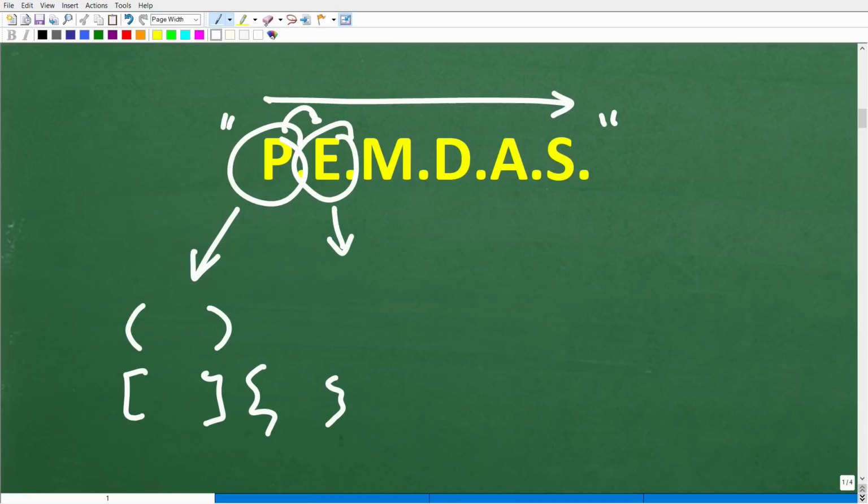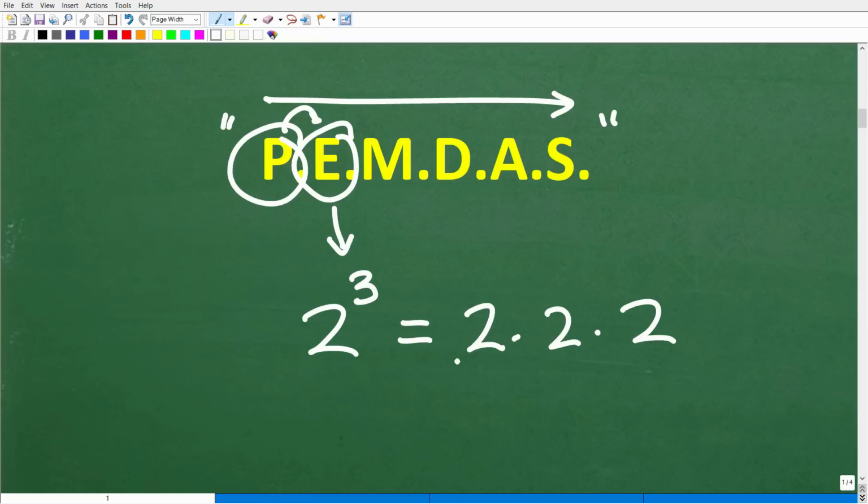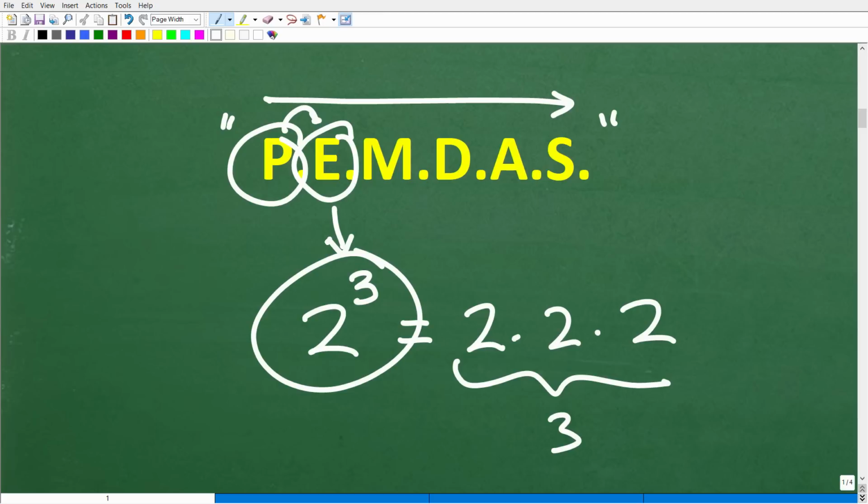Okay, so what does E stand for? Well, E stands for exponents, but basically you can think of this as powers. Okay, so if I have a power like 2 to the third power, what does this mean? Well, it means take 2 and multiply it by itself 3 times, all right? So anytime you're multiplying something by itself over and over and over again, we want to use a power expression.